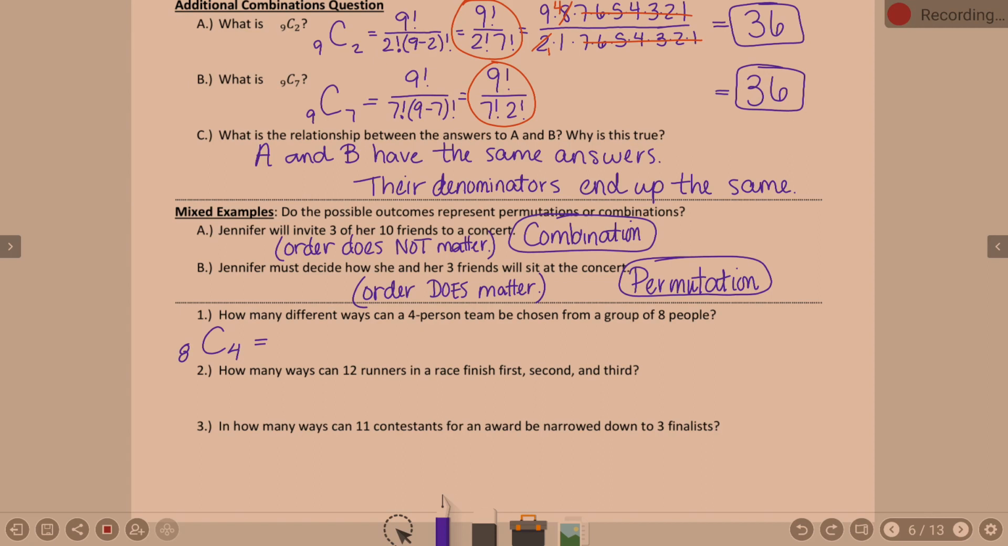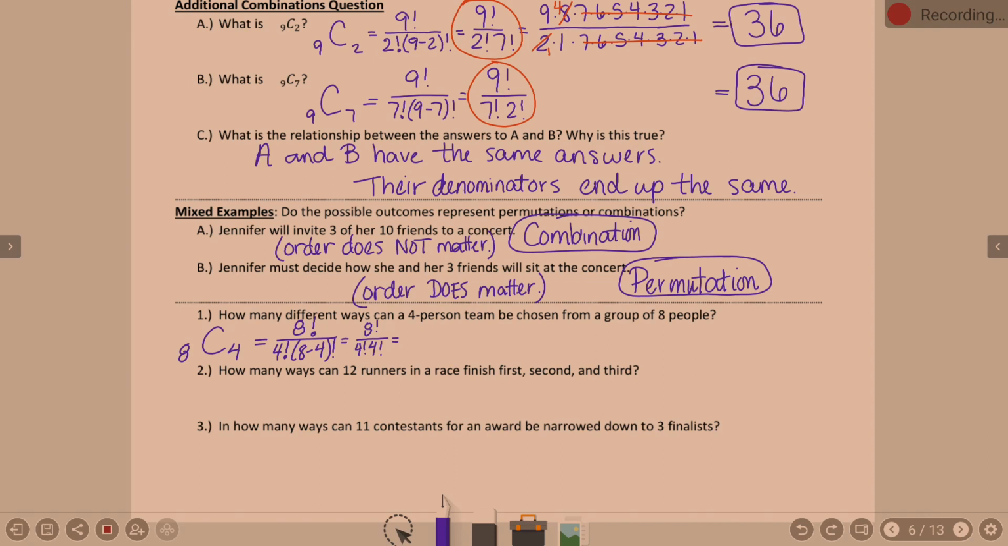Let's practice. 8C4. What goes on top? 8 factorial. On bottom, 4 factorial, and then 8 minus 4 factorial. This combination has them both on bottom. So if you clean it up, it's 8 factorial over 4 factorial times 4 factorial. Sorry, I didn't leave quite enough room there. Write small. Sorry for those that don't.